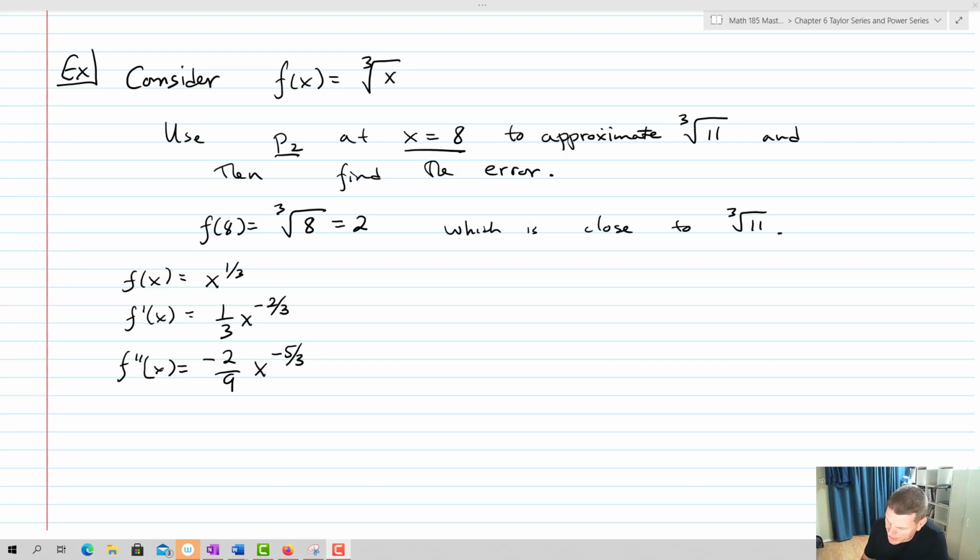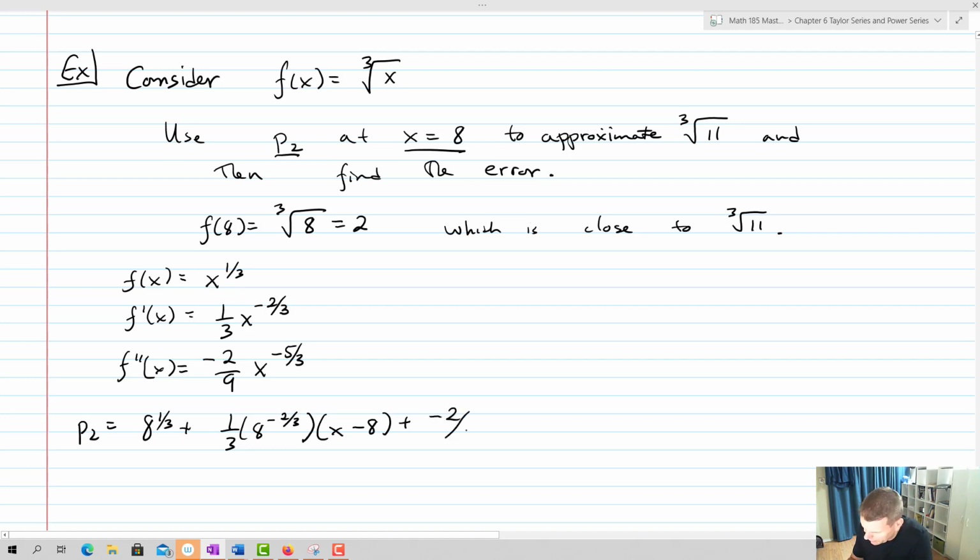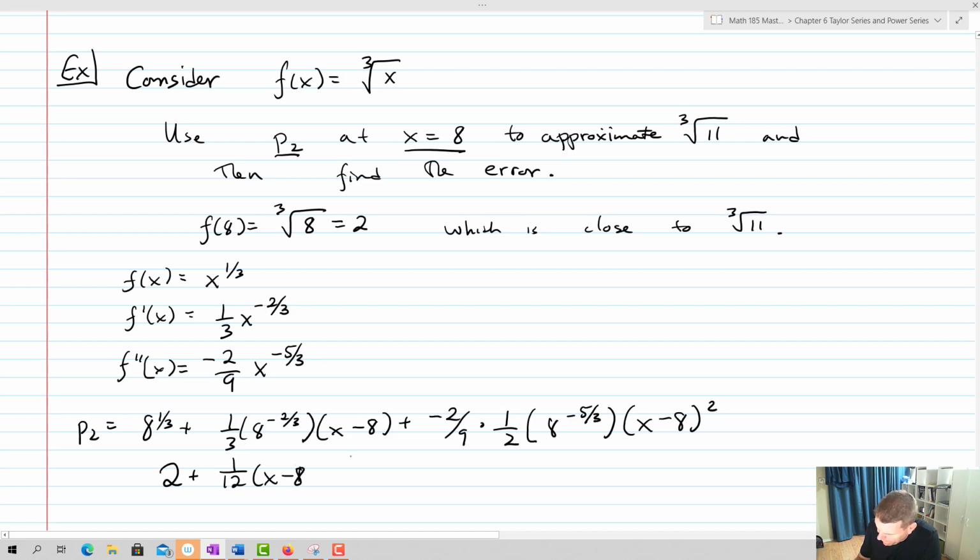Since we're taking the Taylor polynomial, let's put that into our Taylor polynomial. So our approximation P2 is going to equal 8 to the 1/3 plus 1/3 times 8 to the negative 2/3 times x minus 8 plus negative 2/9 times 1/2 times 8 to the negative 5/3 times x minus 8 squared. And that's our Taylor polynomial. Simplified, this gives me 2 plus 1/12 times x minus 8, or rather minus 1 out of 288 times x minus 8 squared.